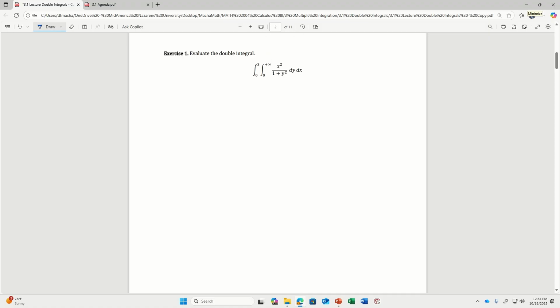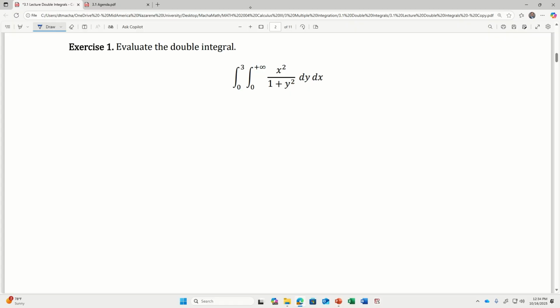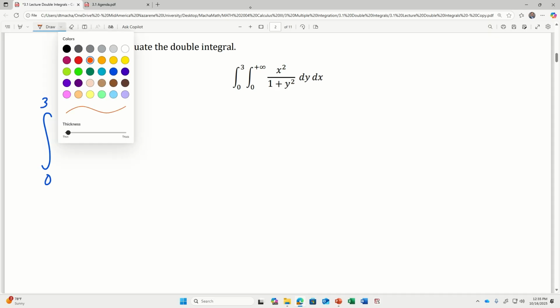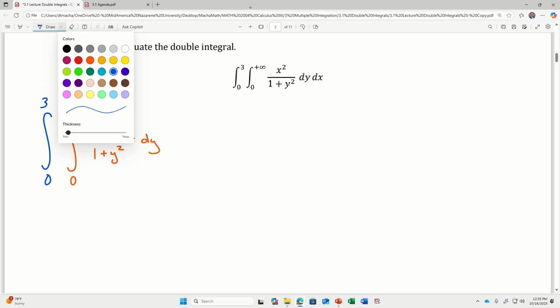Then we'll do another one for fun. First one was for teaching and learning. This one's just for fun. This one is the antiderivative, or the integral from 0 to 3 of the integral from 0 to infinity of x squared divided by 1 plus y squared dy dx.